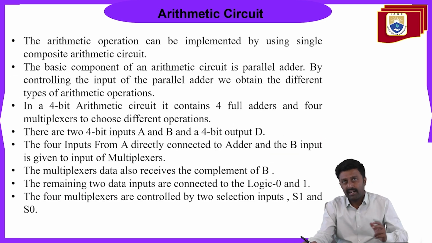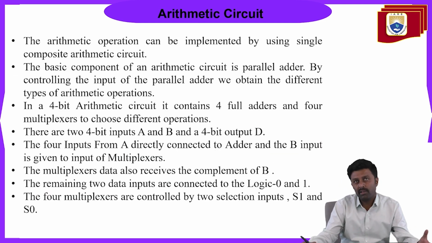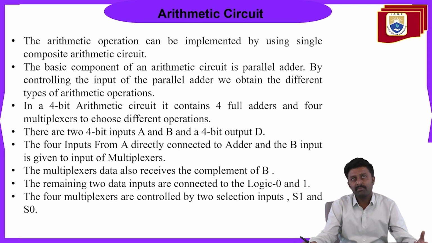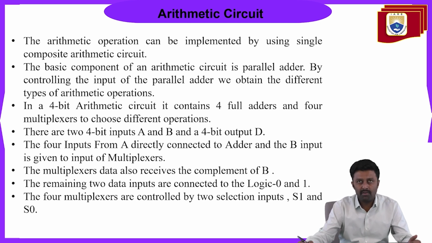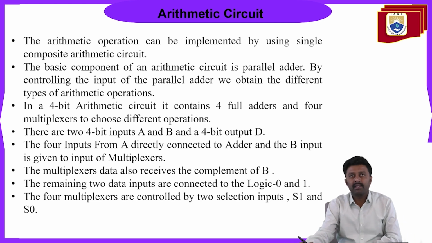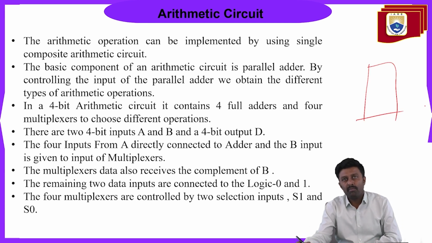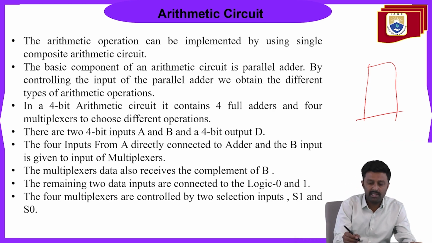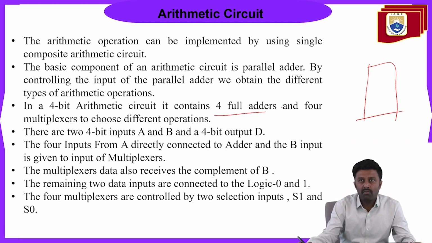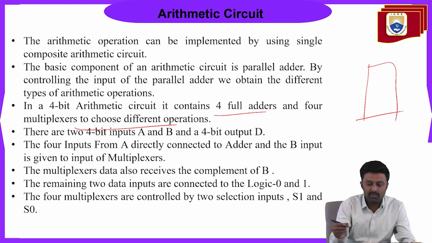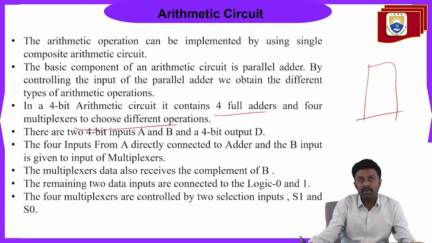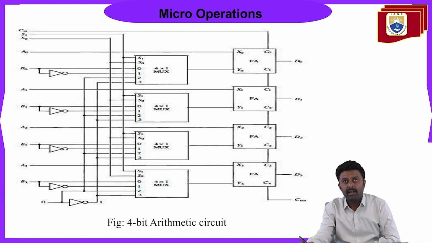Then we'll see the arithmetic circuit now. We can build a common circuit which can perform all the arithmetic operations by using a single composite arithmetic circuit. So instead of designing the individual adder and subtractor, we can design a common arithmetic circuit which can perform all the arithmetic operations. This can be done with the help of four full adders and 4 multiplexers. With the help of this, we can build a common arithmetic circuit as shown in this figure.